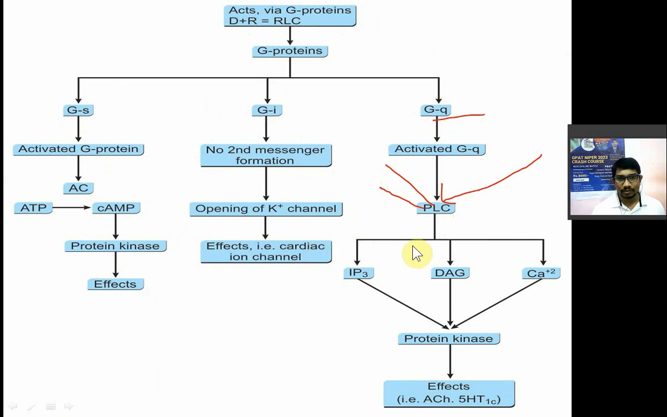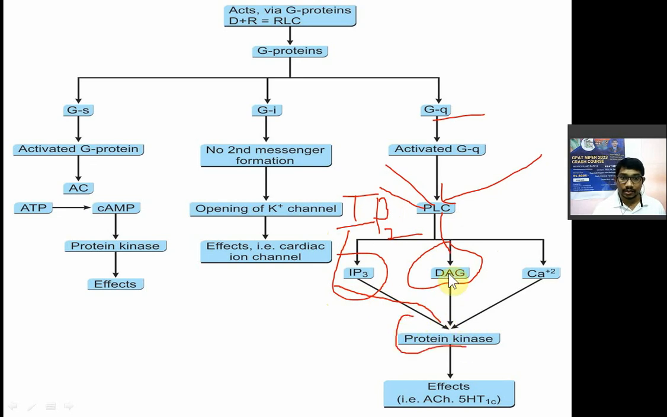First, what will it do? From the membrane phospholipids there is a generation of diacylglycerol. So what will be formed from the membrane phospholipid? Diacylglycerol. And there is a conversion of IP2, inositol diphosphate, into IP3, inositol triphosphate. Now, inositol triphosphate will mobilize the calcium present in the sarcoplasmic reticulum and will stimulate the protein kinase. DAG will also stimulate the protein kinase. Increased calcium will also stimulate the protein kinase, and then there will be an effect.